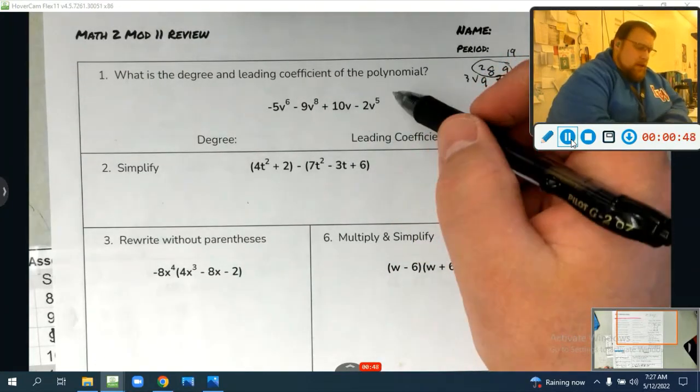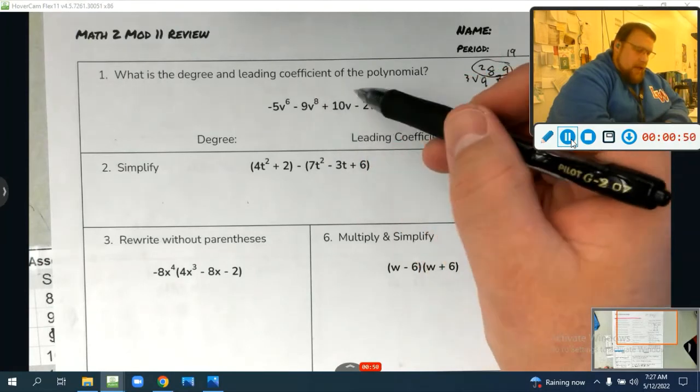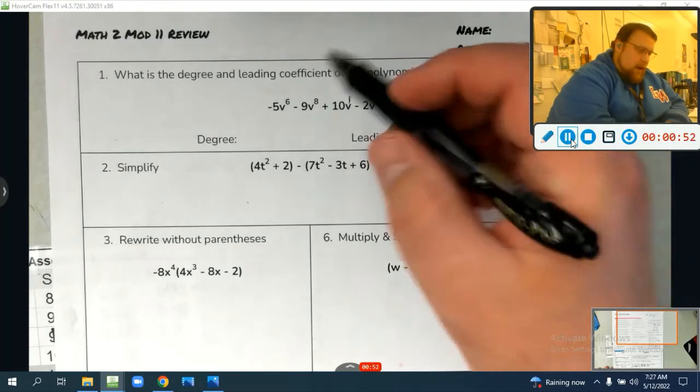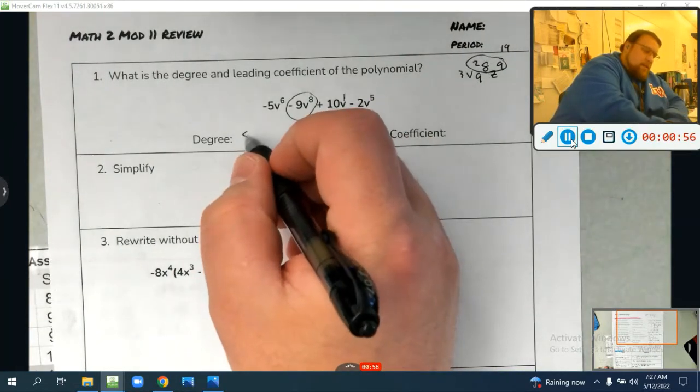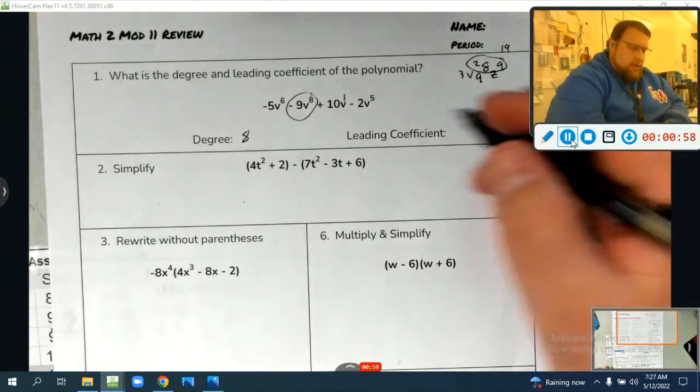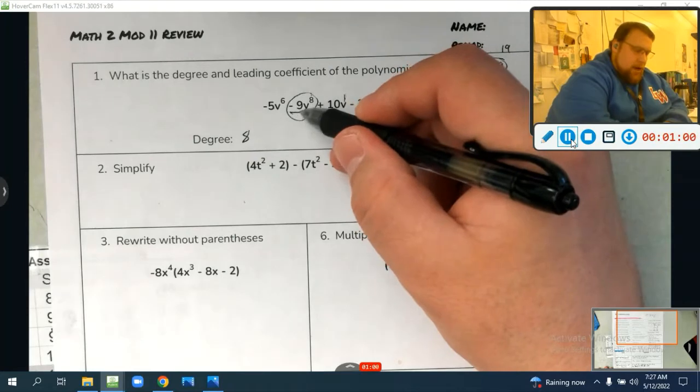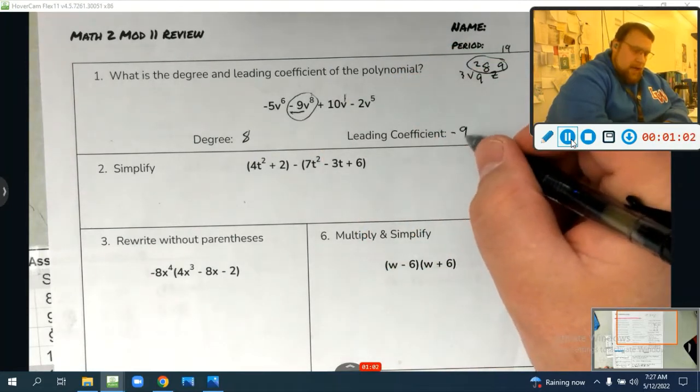But nevertheless, looking here, this one's a bit easier. We have 6, 8, 1, even though we don't see it in 5, so clearly it's the 8. Let's circle the whole thing. So the degree is, it's an 8th degree polynomial. What's the leading coefficient? That's that number in front of the variable, which is -9.